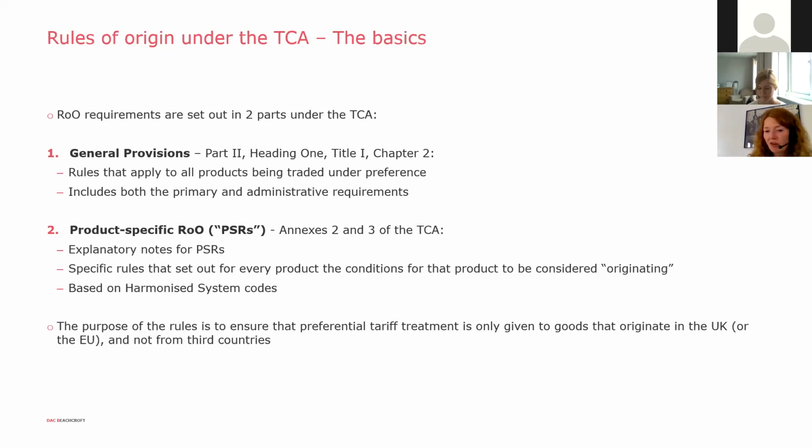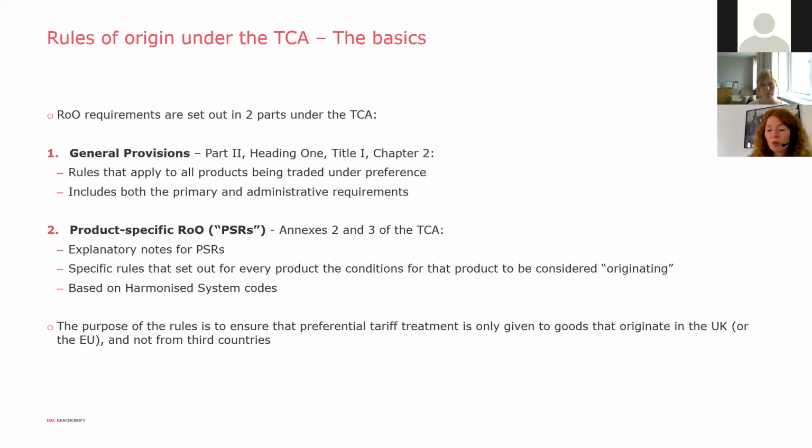So anything of a general nature, I'm going to come to some of the most important articles in a short while. They're set out in that general part. And then we have in annexes 2 and 3 product-specific rules of origin. And quite handily, there are some really useful explanatory notes which have been introduced into the updated version. And so they really explain in an easy to understand way what is meant by certain terms that we need for the rules of origin calculations.